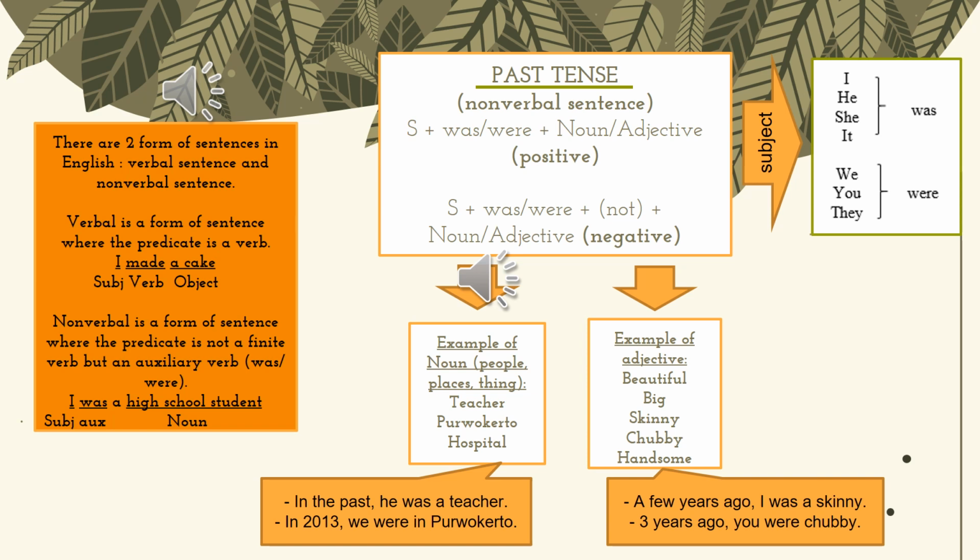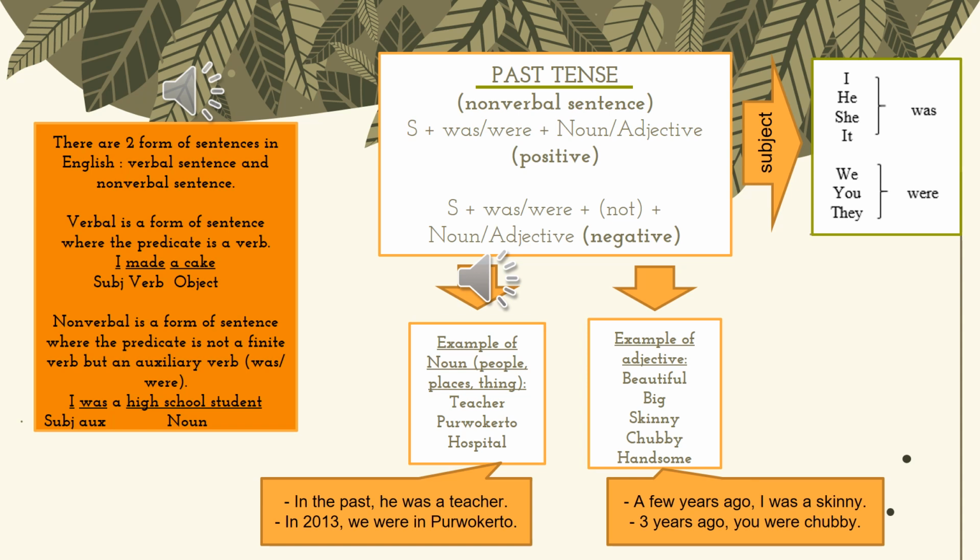There are two forms of sentences in English. The first is verbal sentence form, and the second is non-verbal sentence. The verbal is a form of sentence where the predicate is a verb. For example, here, I made a cake. I is the subject, made is the predicate, and the function here is a verb, and the object is a cake. So this is what we call a verbal sentence.